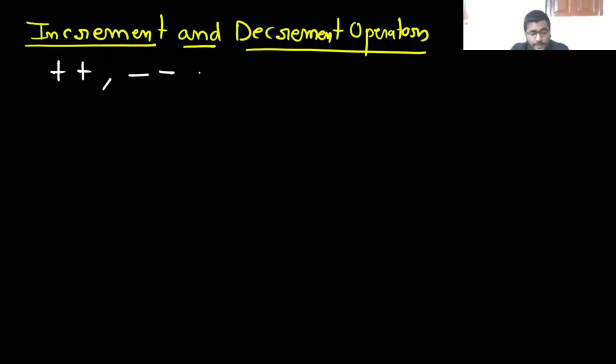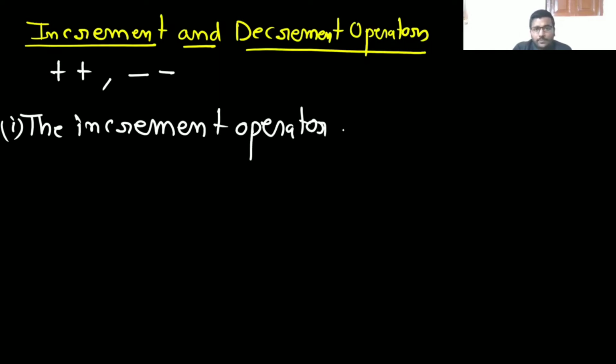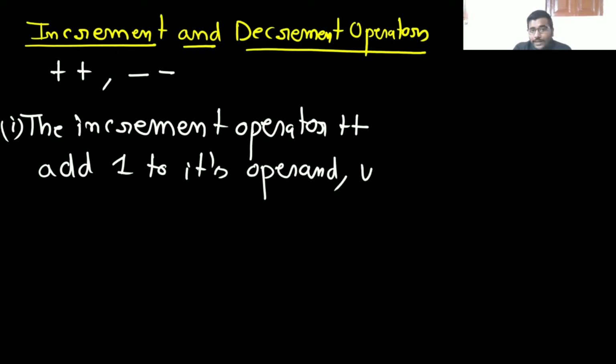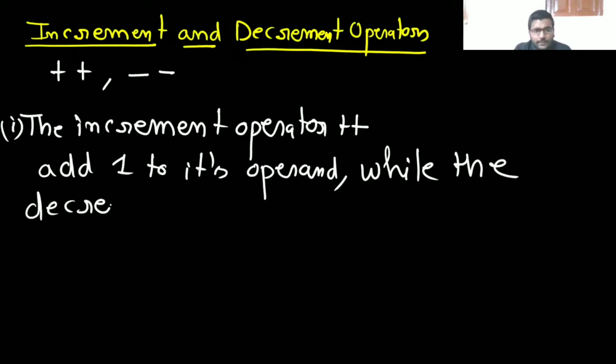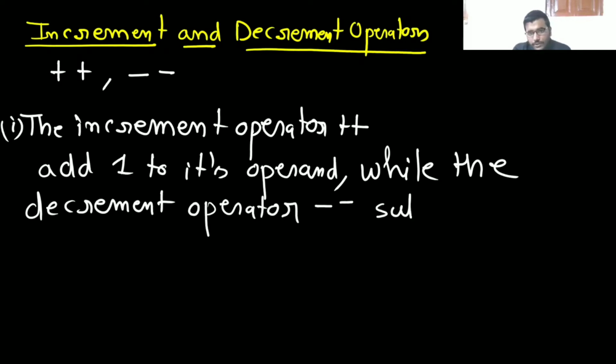Minus minus is the decrement operator. So the increment operator: what is the work of the increment operator? It increments the operand by one. The increment operator plus plus adds one to its operand, while the decrement operator minus minus subtracts one from its operand.